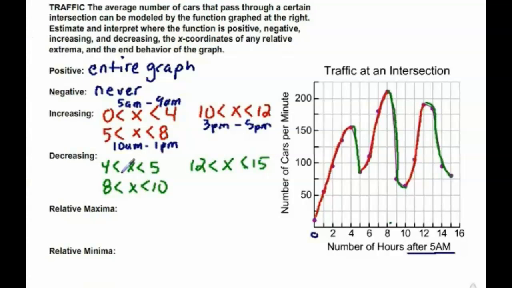Now let's talk about what times those actually are. So from 4 to 5, in our increment here, we're going to have that from 9 a.m. to 10 a.m. With the 8 to 10, that's going to be 1 p.m. to 3 p.m. And finally, the 12 to 15 increment is going to be 5 p.m. to 8 p.m.